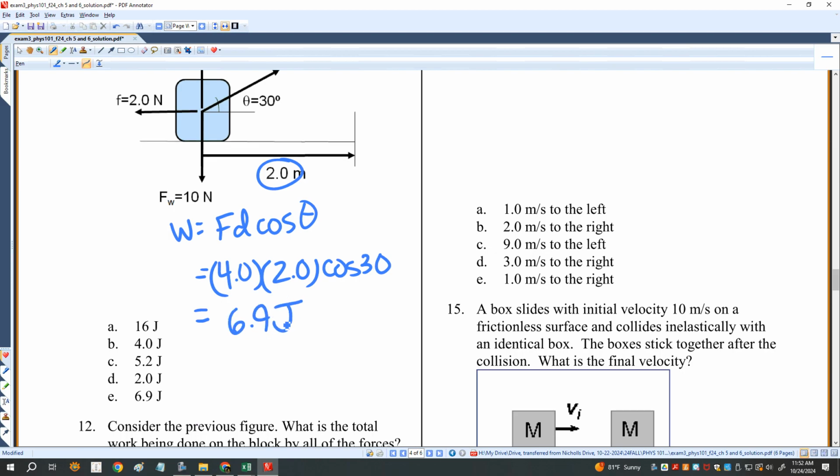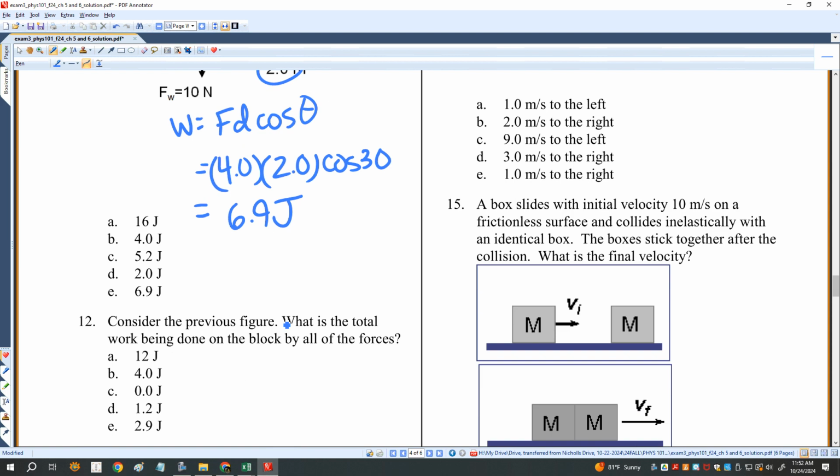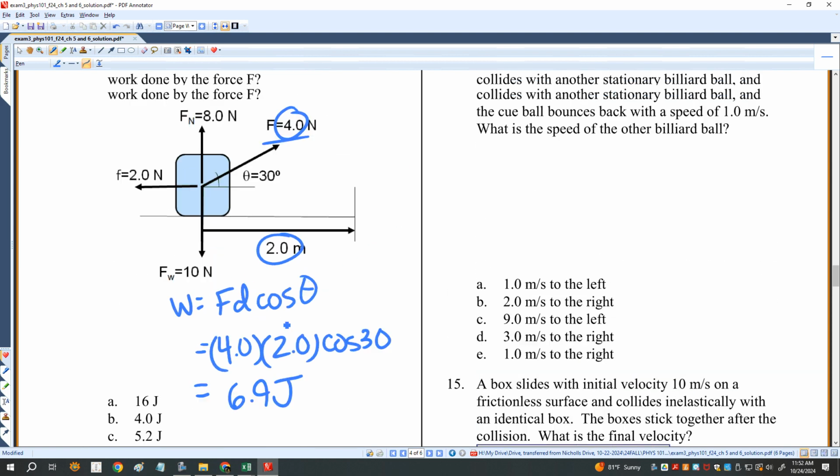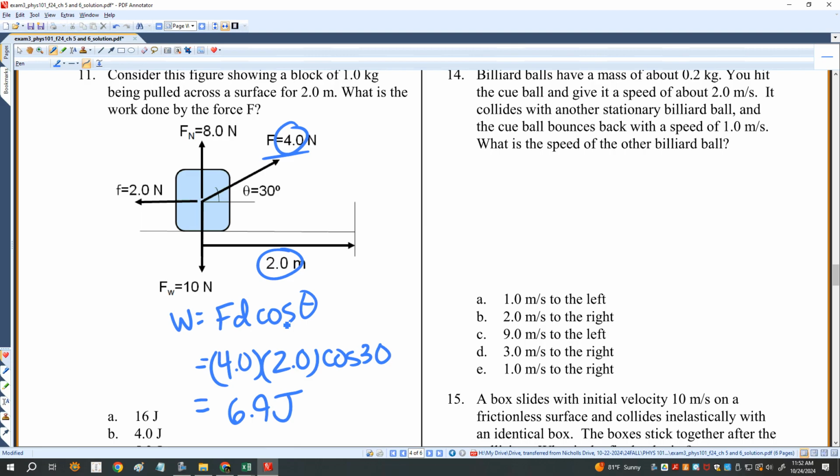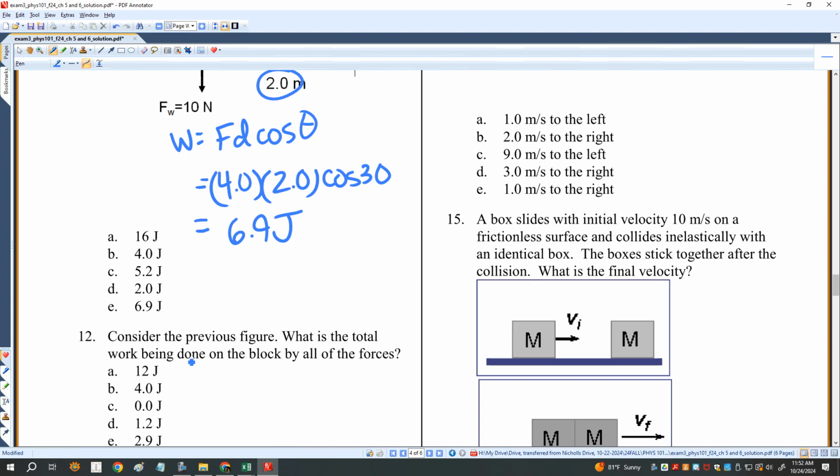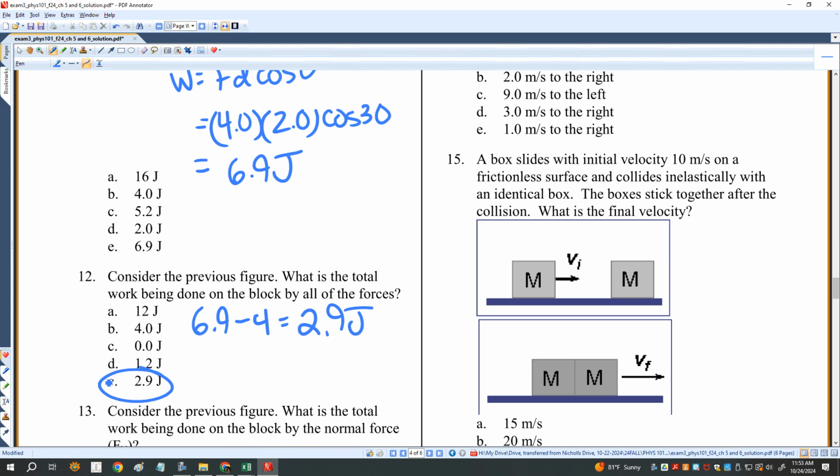Then, what is the total work being done on the block by all of the forces? So the only other force, there's a component of the force doing work in this direction, and that work that it does is 6.9 joules. And then this force is also doing work, and the work that it does, which is F times D, is going to be -4 joules. So the total work would be 6.9 minus 4, which is equal to 2.9 joules. So E is the right answer.